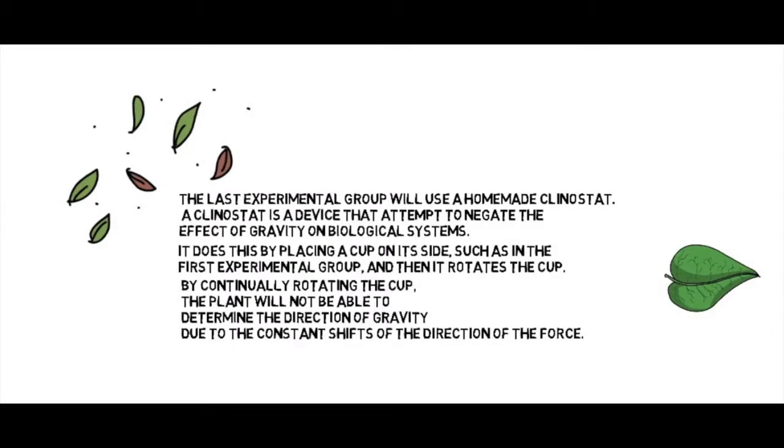The last experimental group will use a homemade clinostat. A clinostat is a device that attempts to negate the effect of gravity on biological systems. It does this by placing a cup on its side, such as in the first experimental group, and then it rotates the cup. By continually rotating the cup, the plant will not be able to determine the direction of gravity due to the constant shifts of the direction of the force.